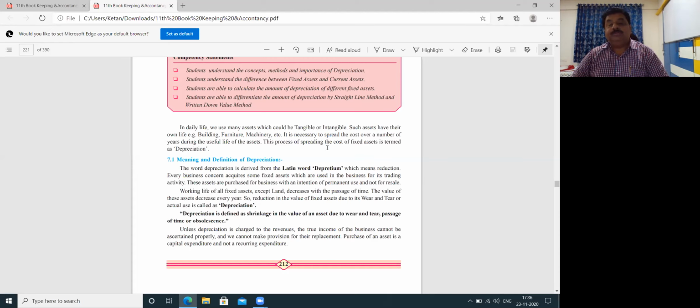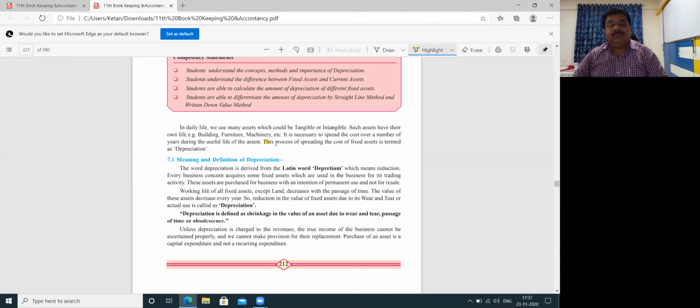It is necessary to spread the cost over a number of years during the useful life of the asset. The process of spreading the cost of fixed asset is termed as depreciation. Very important. And now I am requesting you to put the highlight for this.